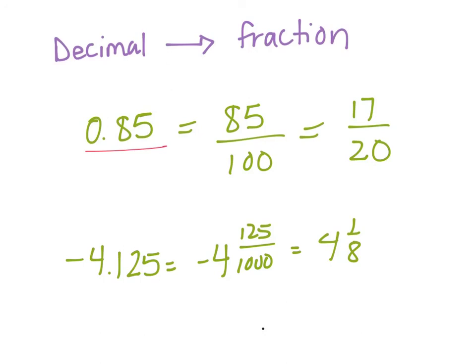Another example is when you have a whole number and a decimal. This is the same thing. If you read it out loud, it's -4. Remember, the decimal point is "and." 125 thousandths. So here we just wrote exactly what we said. -4 and, so we know that -4 is the whole number, 125 over 1,000, and then we simplify.